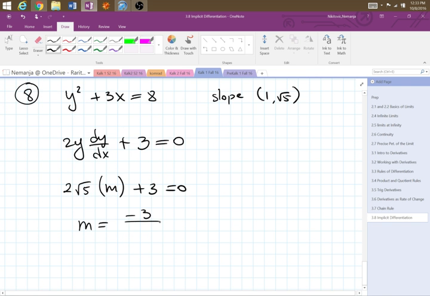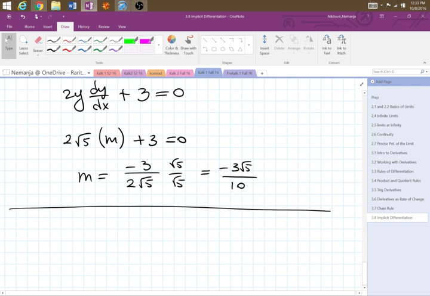m is equal to negative 3 over 2 root 5. We rationalize. I know, that's the tough one. And there's the slope. And then you can find the tangent line if you want to later. It's not a problem.